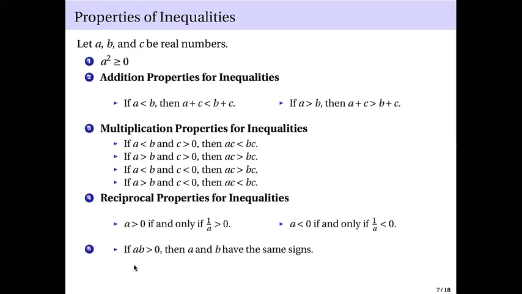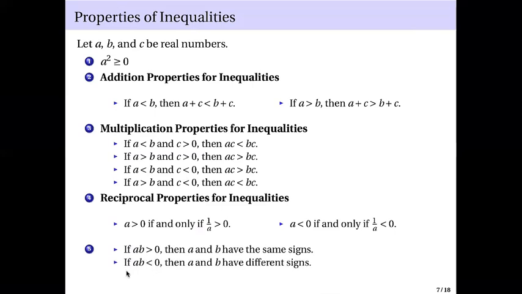Now, another important property: if AB is greater than 0, then A and B have the same signs, meaning they must be both positive or they must be both negative. So if you have two numbers whose product is positive, then the two numbers must be both positive or must be both negative. So take note of this.